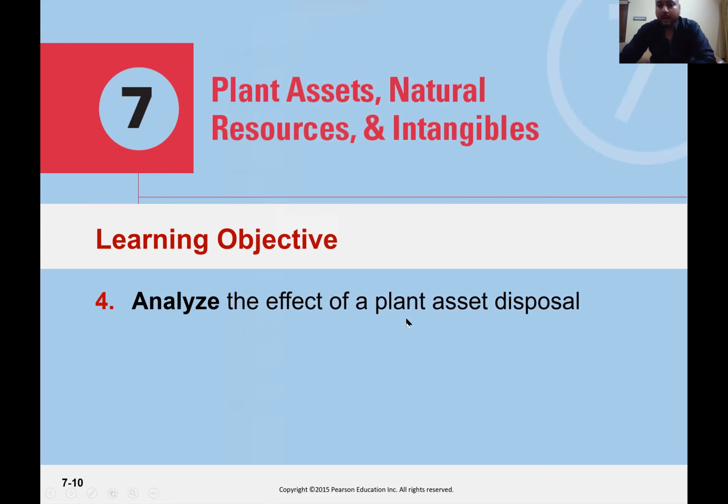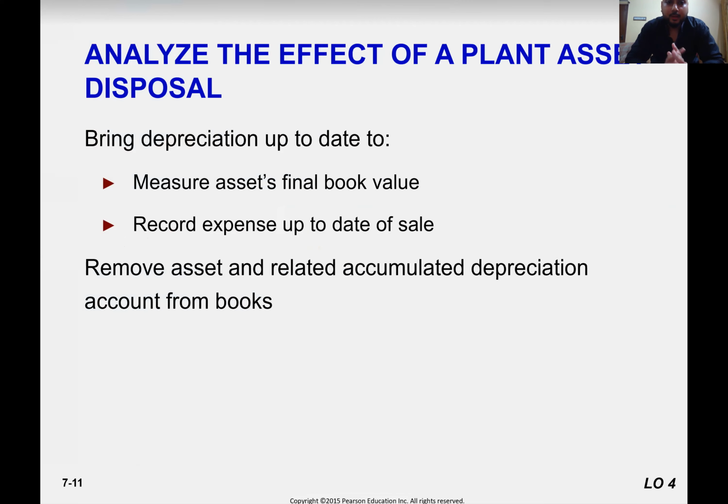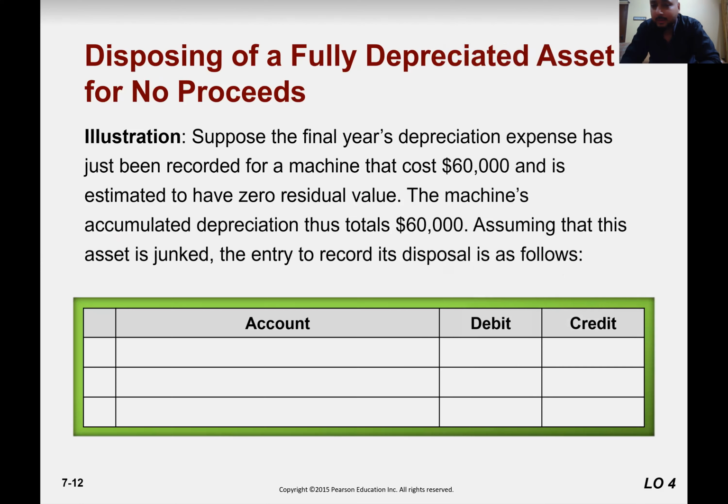Okay. Now, what if at the end we will sell the asset, we will dispose the asset, what will happen? So when the depreciation is up to date, you measure the asset's final book value and record the expenses up to the date of sale. And at the end, removal of the asset is going to have a reverse entry. So it looks scary, but let's see the example here.